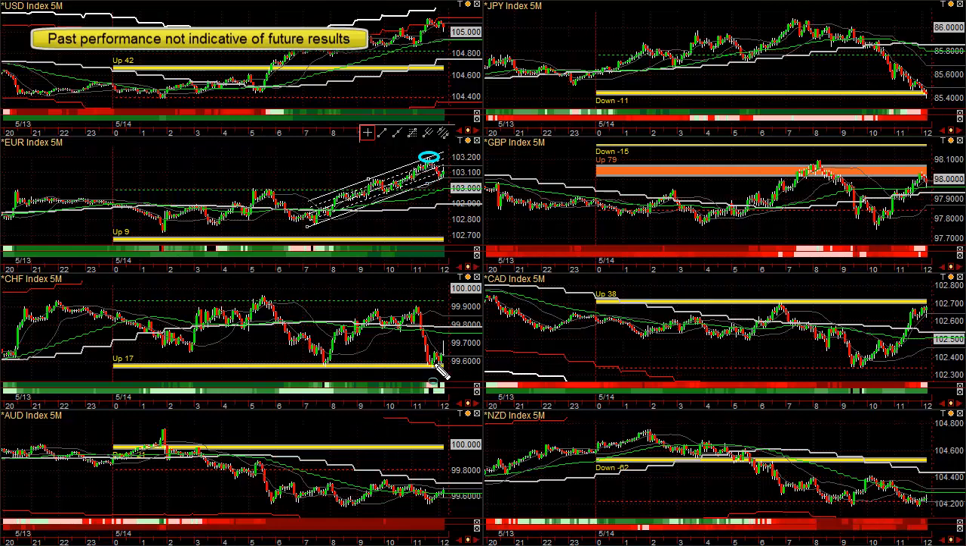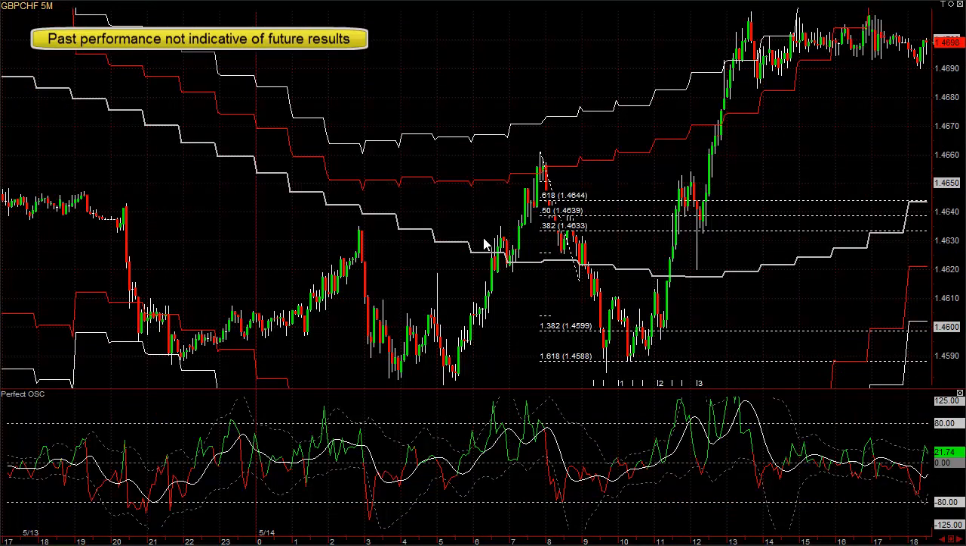I would say probably the Swiss, because it made a nice size pullback right here, and it found support at the point of control right here. So at 11:30, we're going to look to sell the euro Swiss. These are just a few of probably hundreds of ways to anticipate future direction.